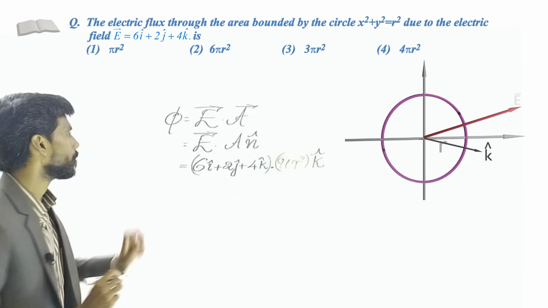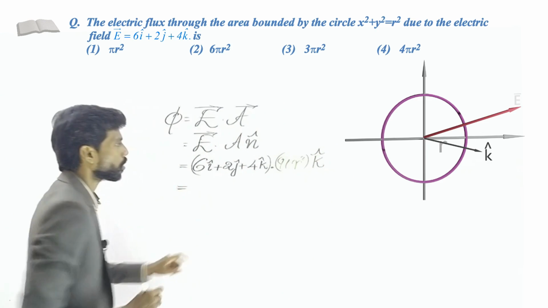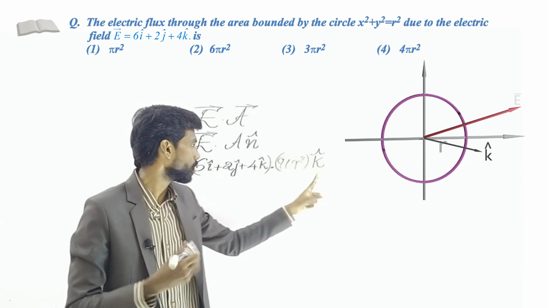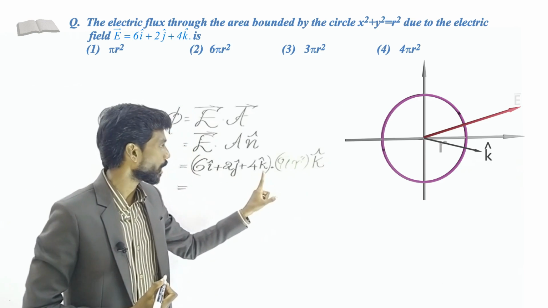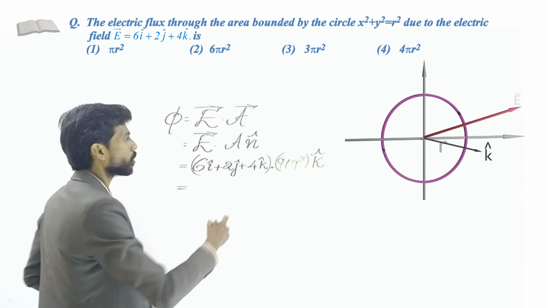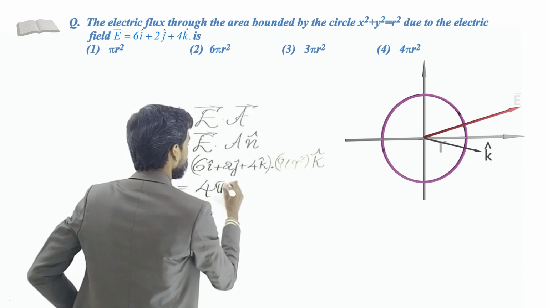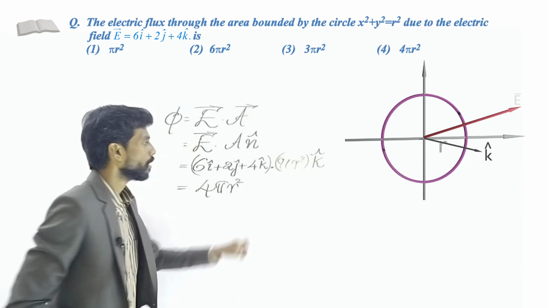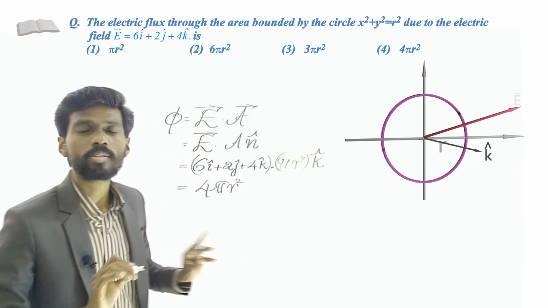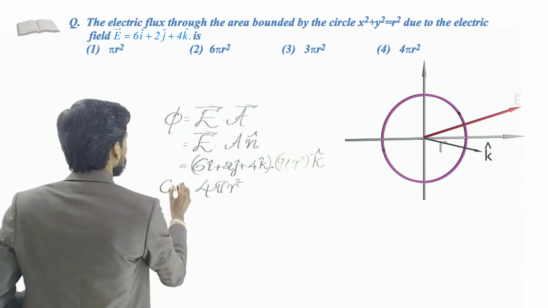That's it. Simply multiply, you'll get the answer. So this is I cap dot k cap, which is 0. So this is also 0. So k cap dot k cap, that is 1. So this is 4 multiplied by pi r squared. So this is 4 pi r squared k cap dot k cap, that is 1. So that's all. So this is our required electric flux.